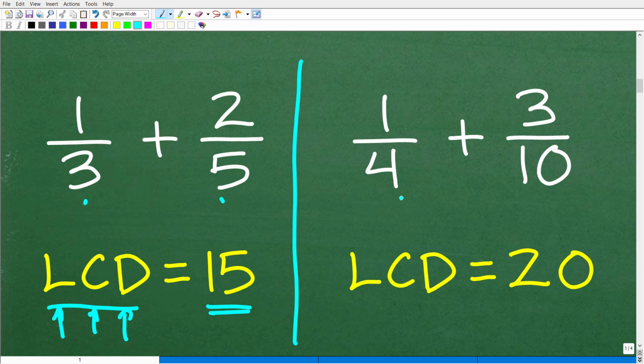All right, let's take a look at this problem right here, 1/4 plus 3/10. Again, we have to go through this mental exercise.